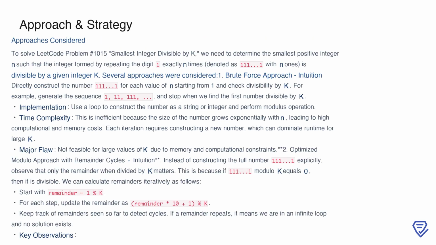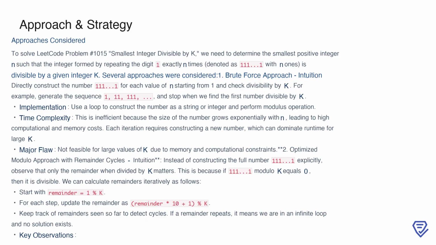To solve the problem of finding the smallest integer n such that the number formed by repeating the digit 1 exactly n times is divisible by k, we explored several approaches. The first approach, brute force, is intuitive but highly inefficient. Here, we generate the sequence of numbers 1, 11, 111, and so on, checking divisibility by k at each step. While this approach directly tackles the problem, it quickly becomes computationally expensive because the size of the generated numbers grows exponentially with n. This not only increases the time complexity but also leads to significant memory usage when constructing large numbers. As a result, brute force is not feasible for large values of k.